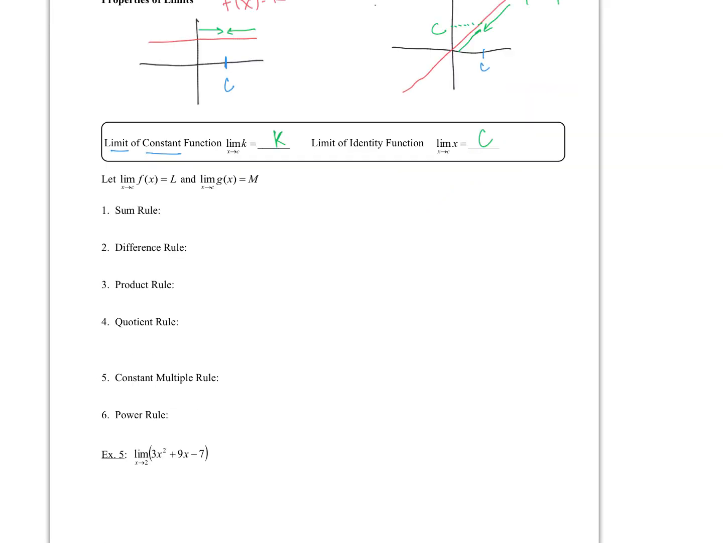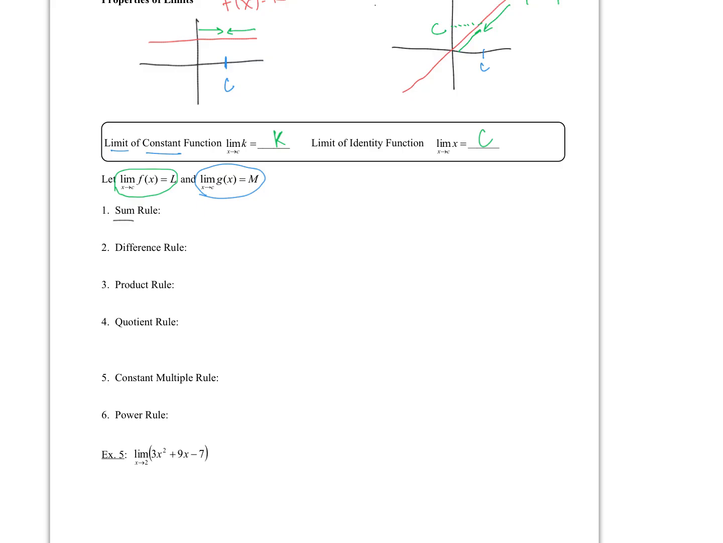Okay, so let's get down into these rules. All right, so first thing, right down here, it's saying that the limit as x approaches c of function f is equal to L. All right, and then it's also saying that the limit as x approaches c of a different function, g of x, equals m. All right, so the sum rule is exactly what you think it's going to be. It's going to mean adding.